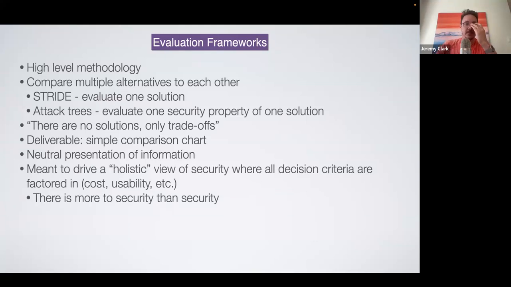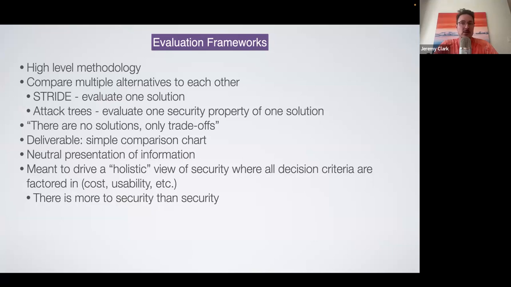And then the other big thing about an evaluation framework is you're trying to look at things that influence security in an indirect way. There's more to security than security. You might have a solution that's the best in terms of security, but it might cost $1 million for every user, right? Are people going to use that solution? Maybe not. Maybe the cost is prohibitive. So cost isn't a security feature, whether something's expensive or inexpensive, but it sure goes into making the decision about whether you want to use this or not. And there's other things like that as well, like usability.